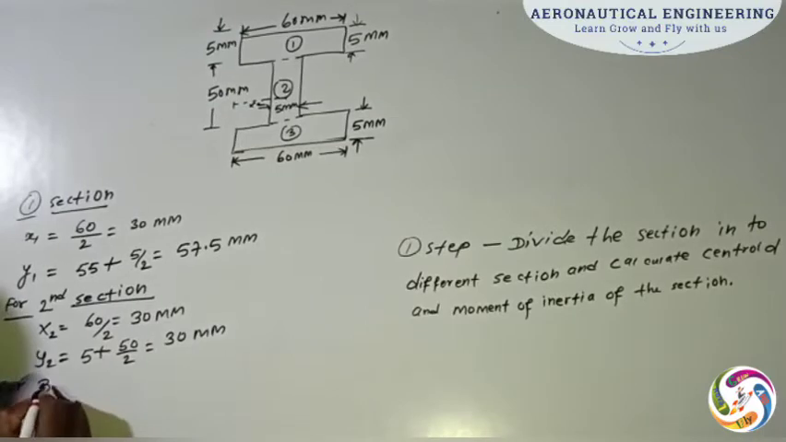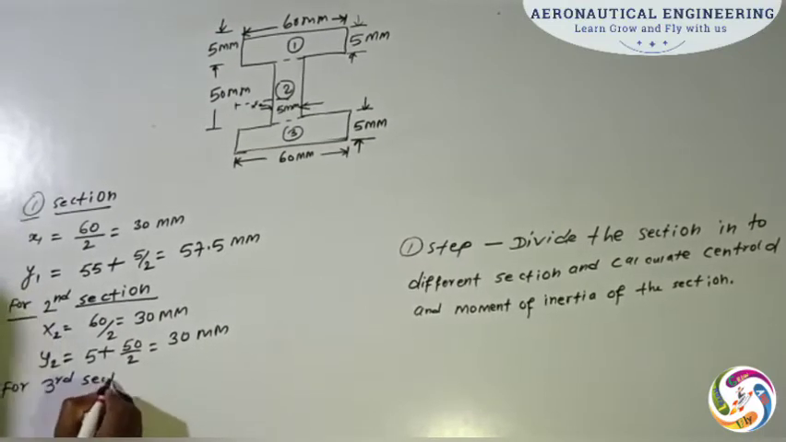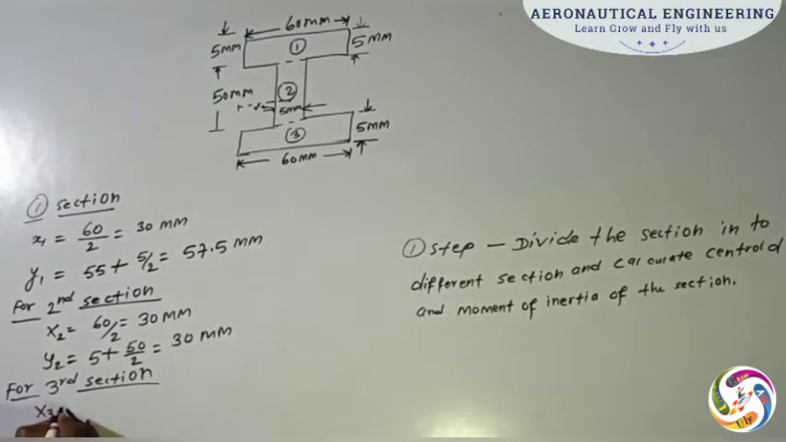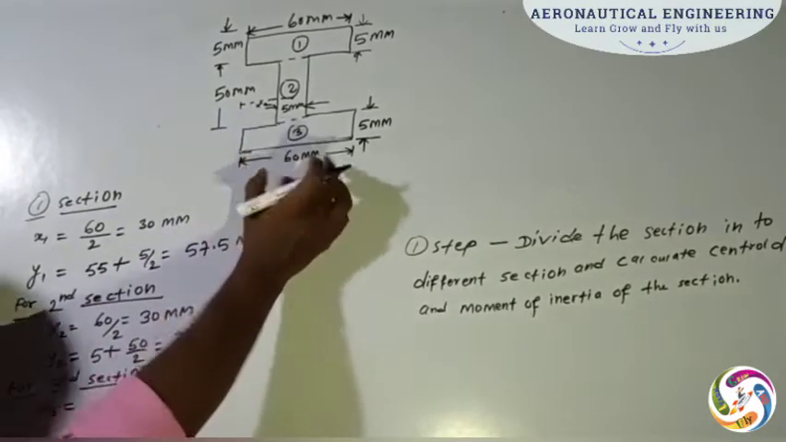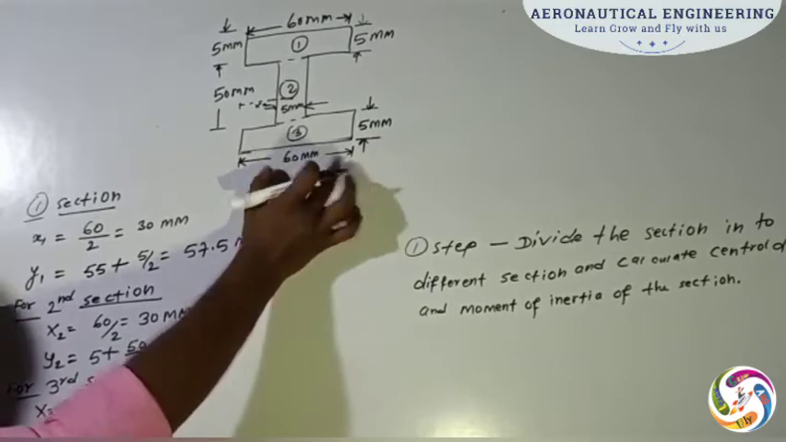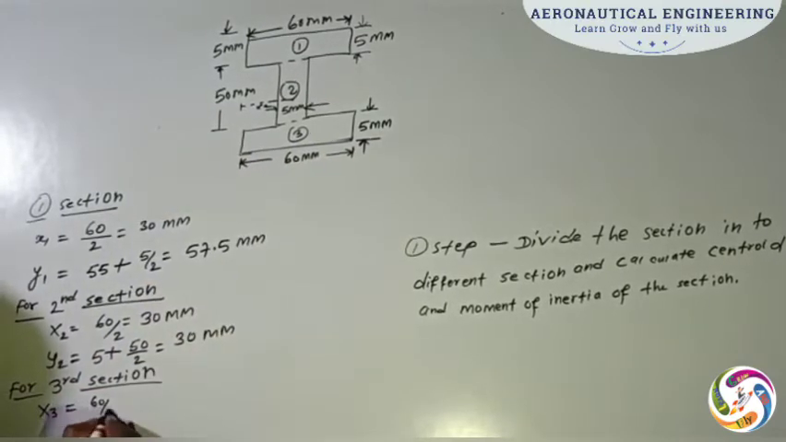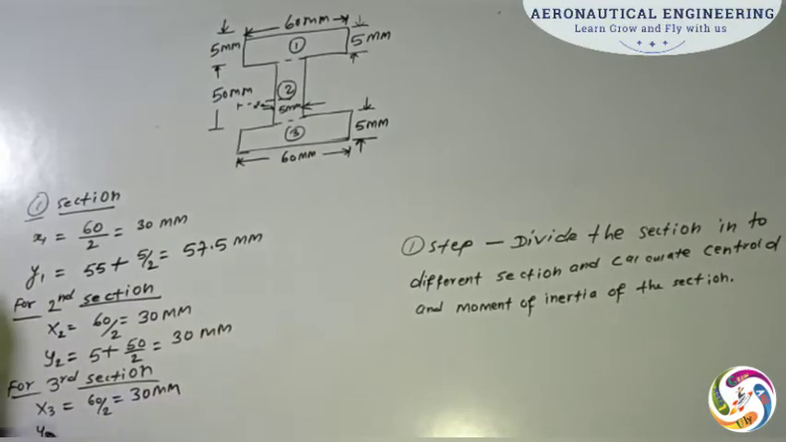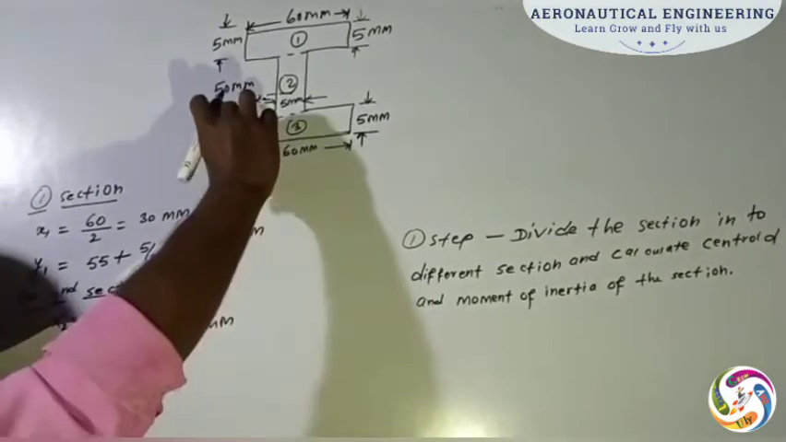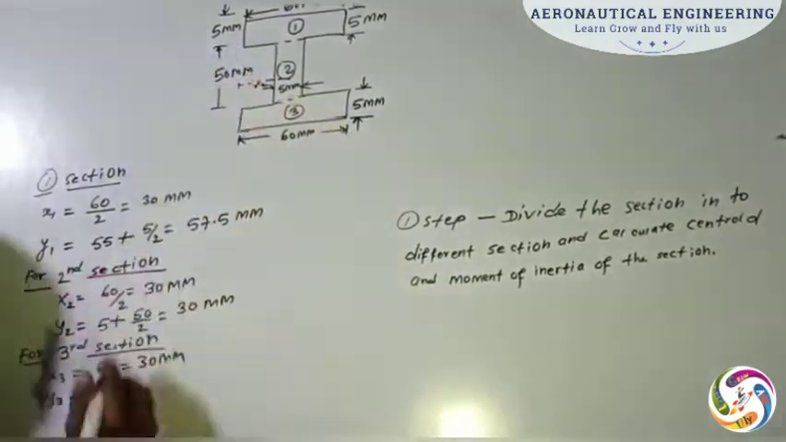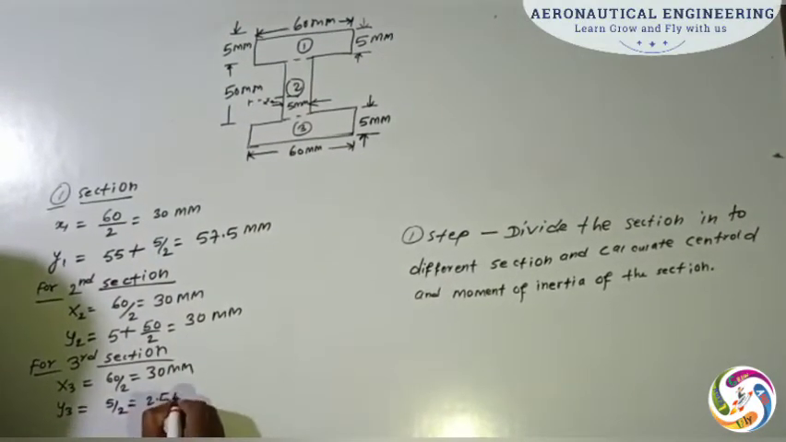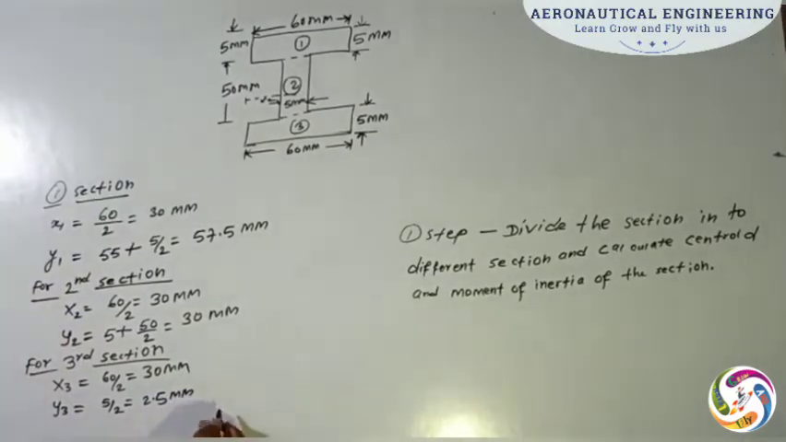For the third section, x3 equals, this one is the third section, so the horizontal length x3 is 60 upon 2, equal to 30 mm. y3, the vertical length for this section, is 5 upon 2, which is 2.5 mm.